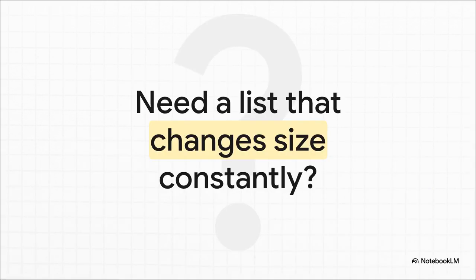All right, so let's start with a really common problem. You need to keep a list of something, but you have no idea how big it's going to get. You're going to be adding stuff, removing stuff. It's just constantly in flux. A standard array can be a real pain to work with here. And this is the exact scenario that linked lists were built for.